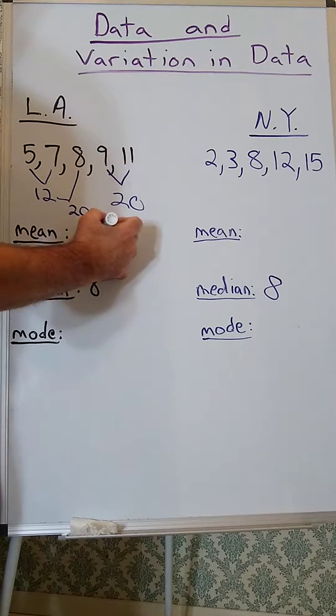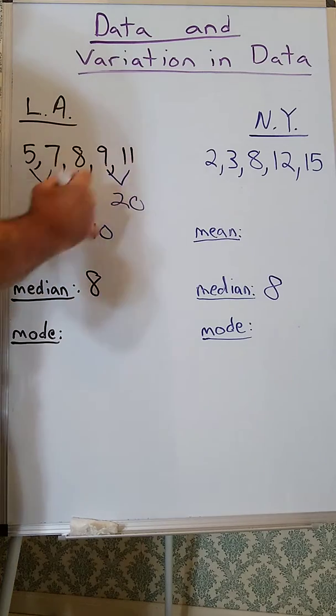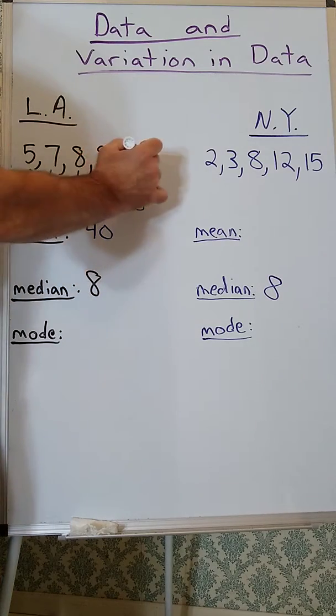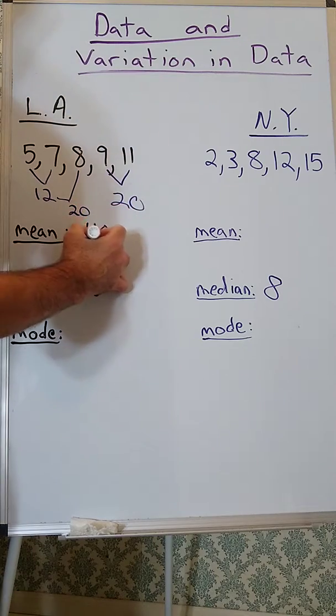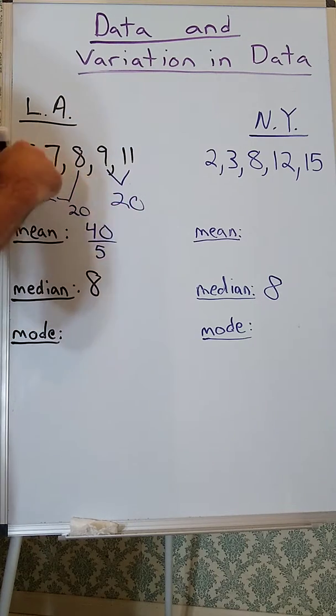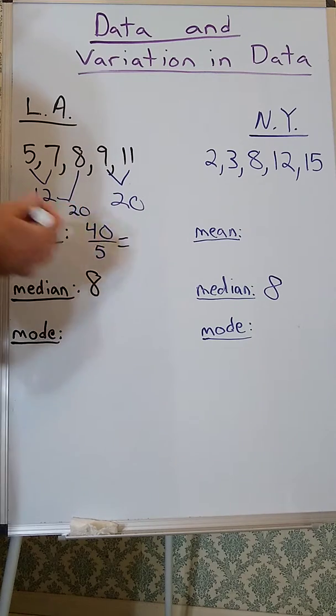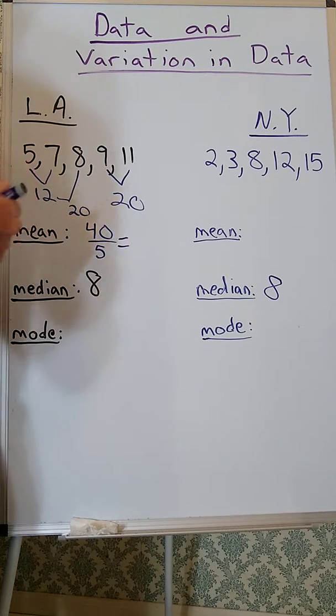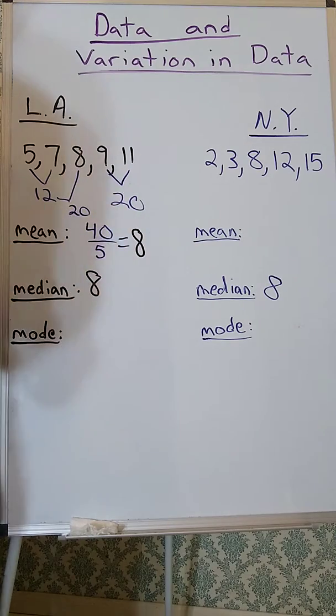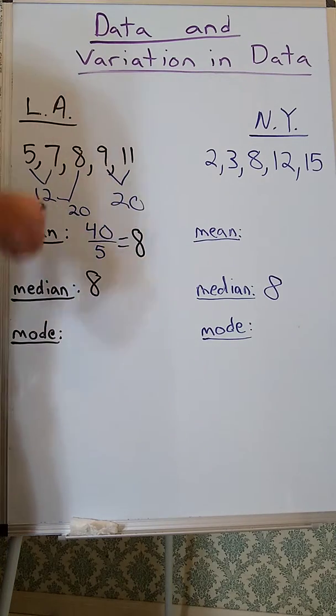So the mean is sharing equally in a sense. We add up all our data and divide by how many data points we have: 1, 2, 3, 4, 5. So the mean here is 8. And I was using the wrong color, I guess, since I made this side black and this side blue.